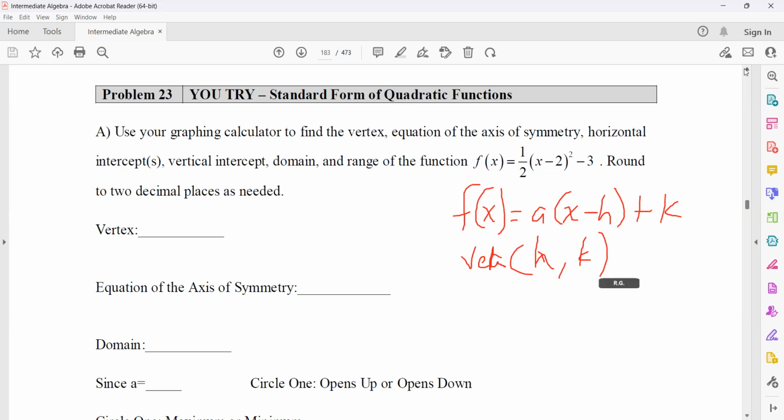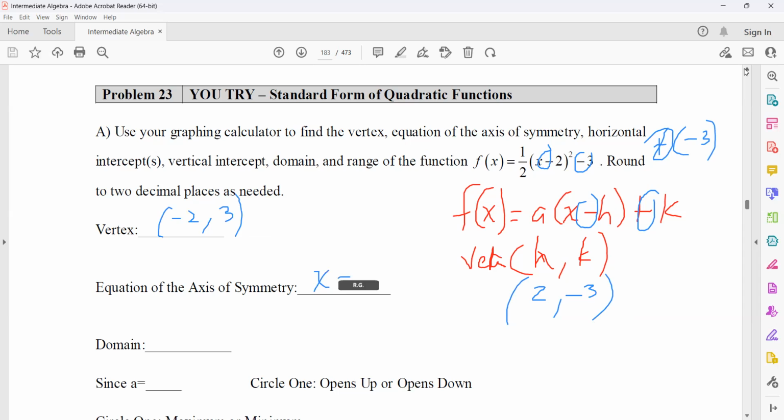Now what is h? I've got a minus here, and then I've got another minus here, so that works perfectly for me. So my h is 2. Now what about my k? Remember, I've got a plus here, I've got a minus here. So this means that my negative 3 is going to be plus negative 3, right? So you have a plus and then a plus, so you have negative 3, so k is negative 3.